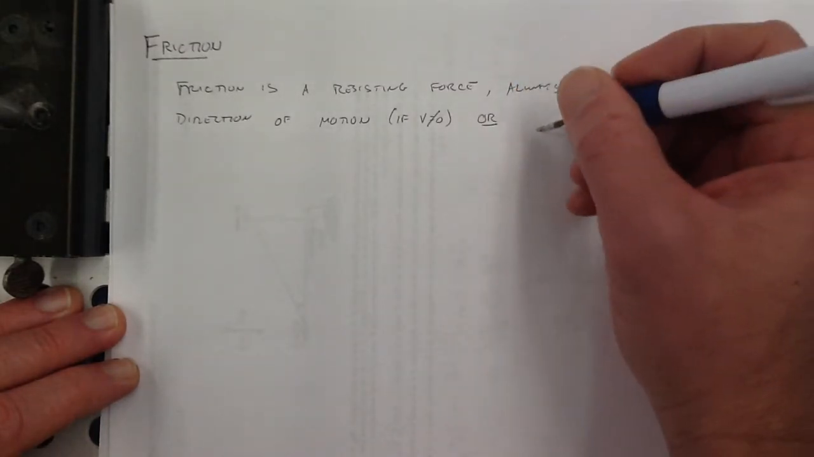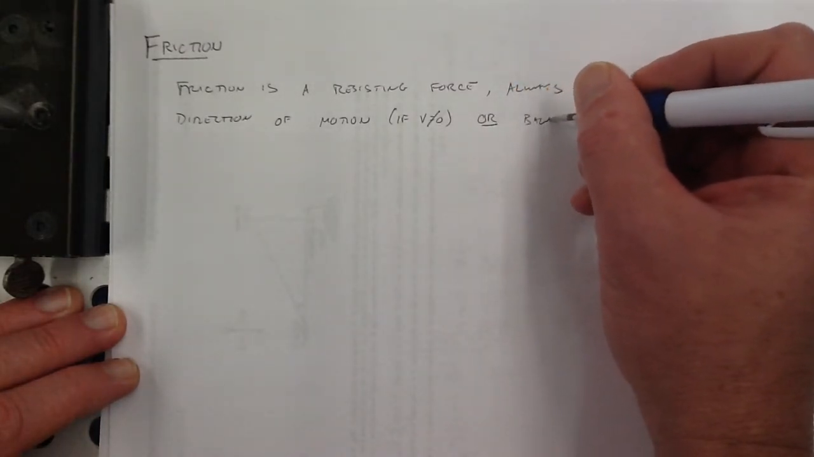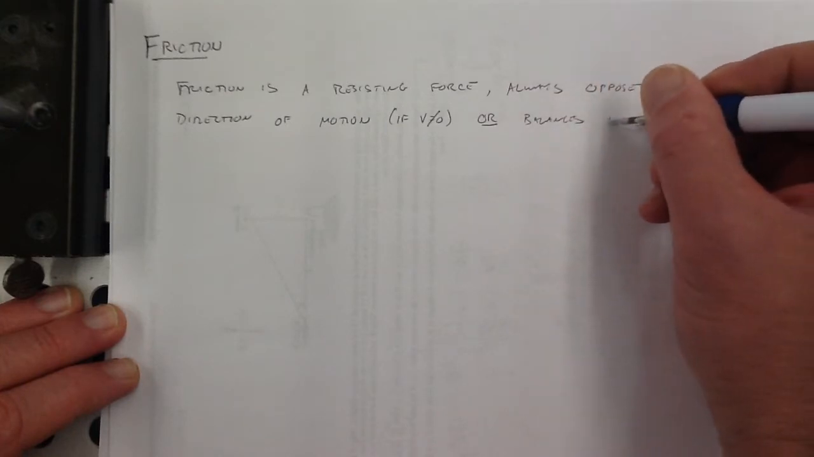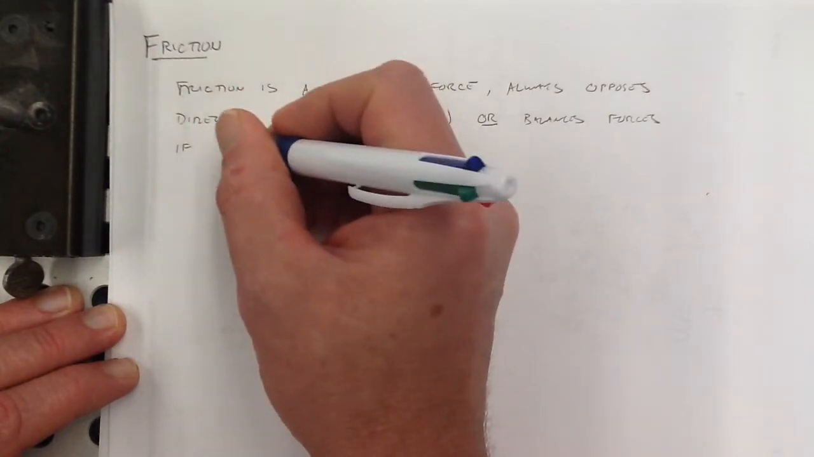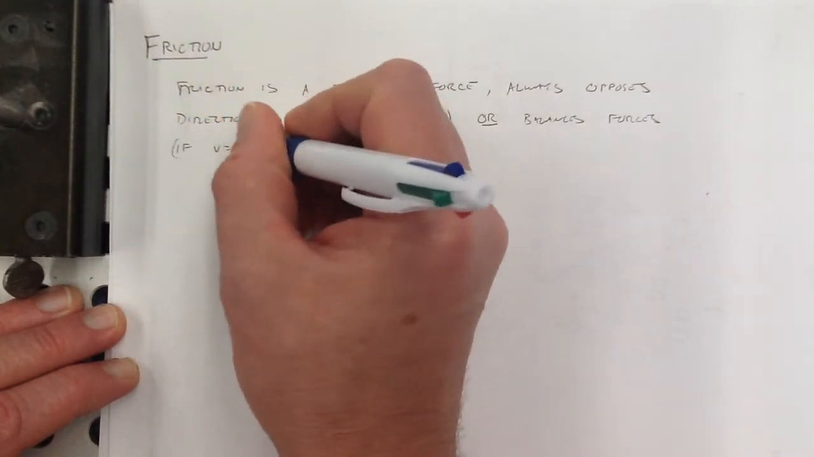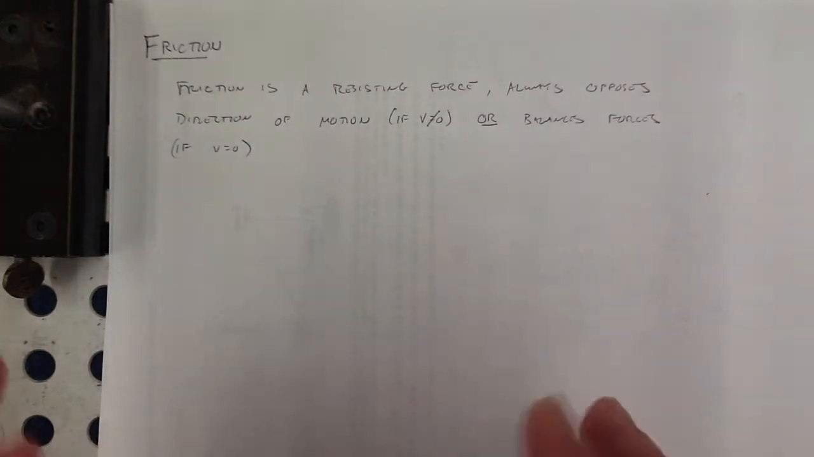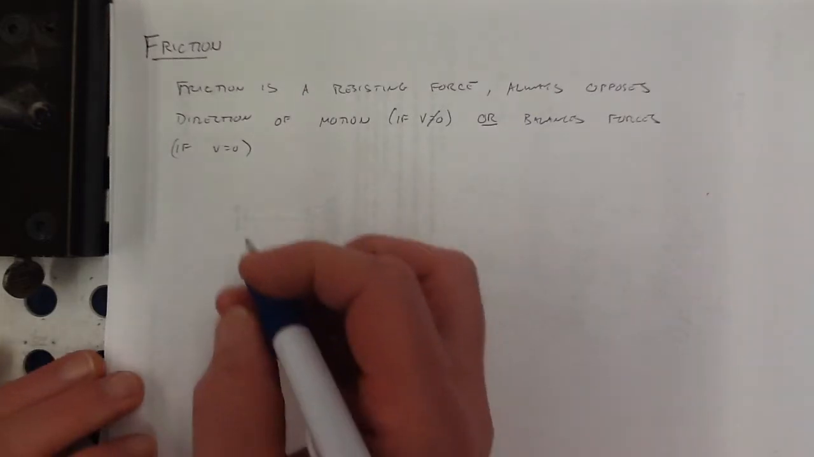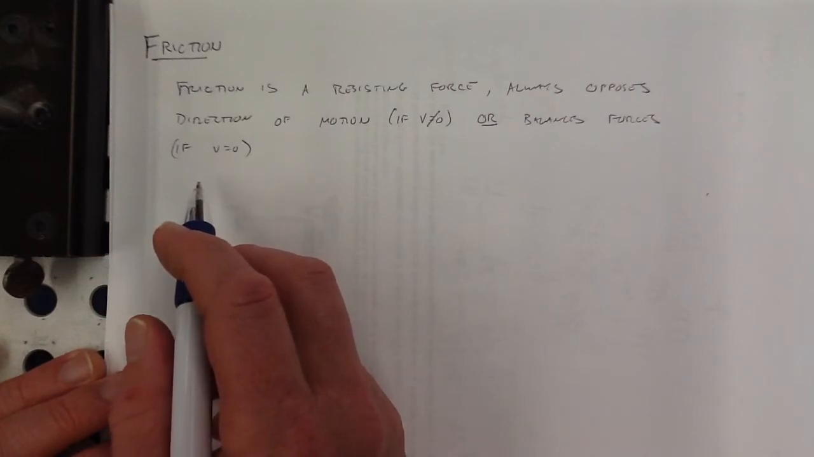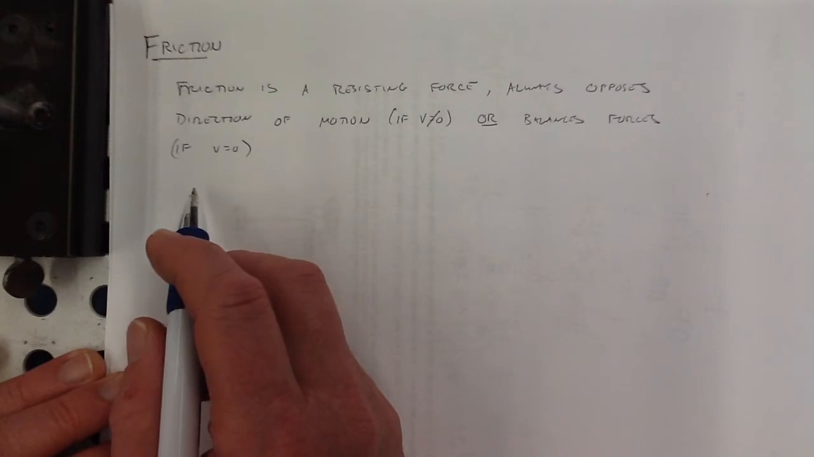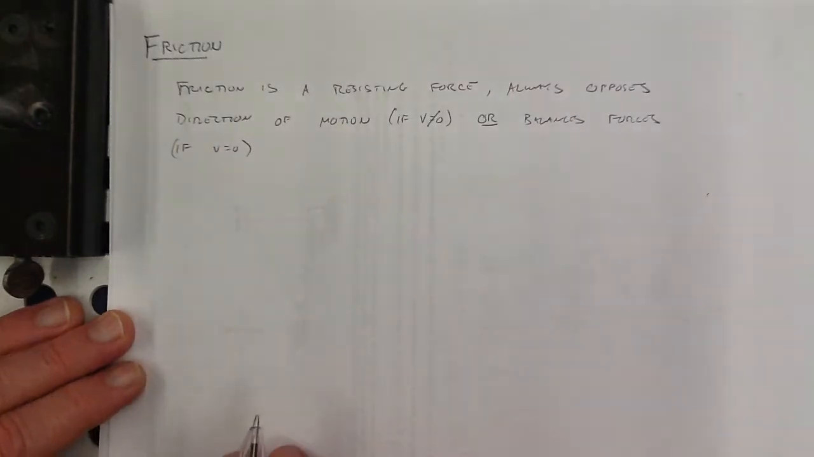Or it balances forces if velocity is zero. If you've got a static situation, in other words, the word static means things are not changing, so that would be a situation where you have no motion. Right? Static means not moving. So we have two kinds of friction. We have kinetic friction and we have static friction, these two situations here.